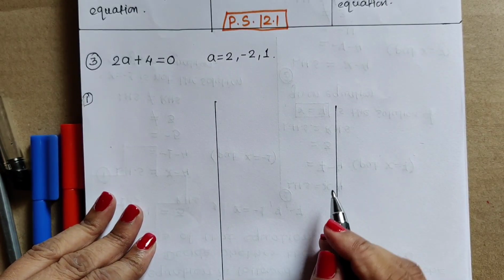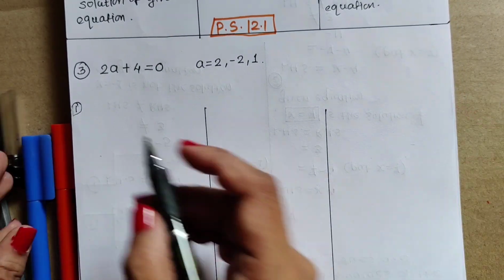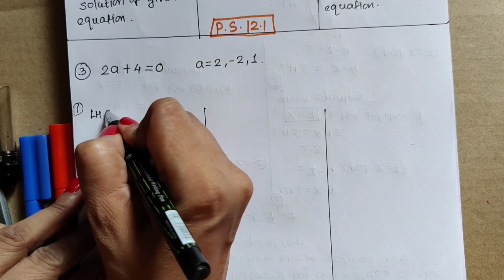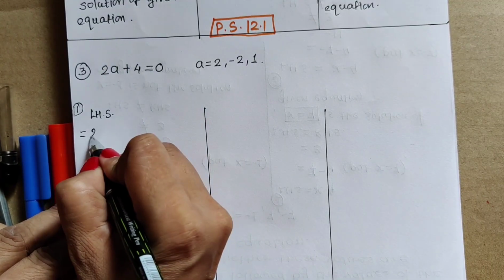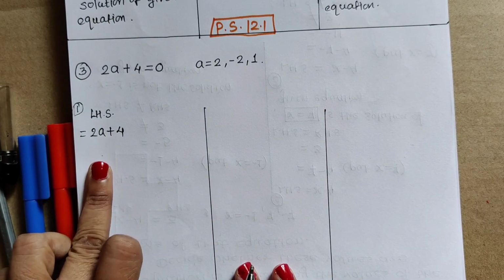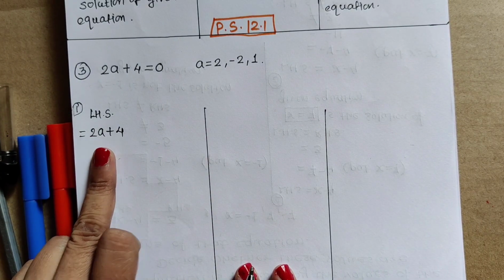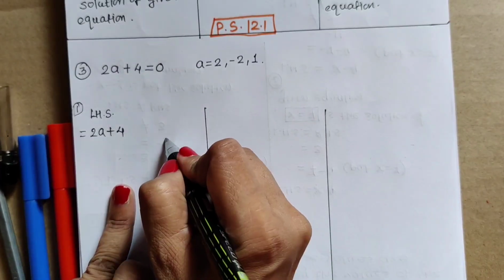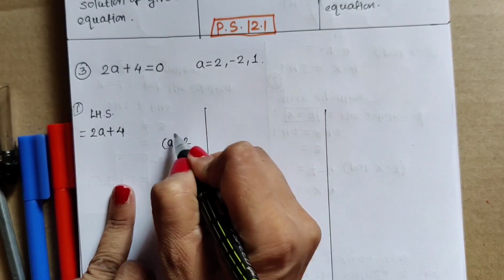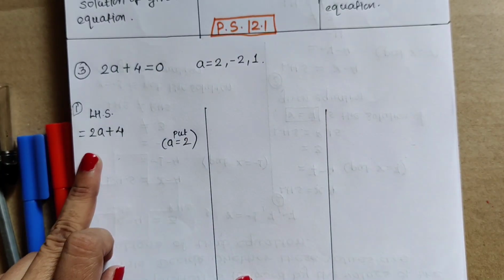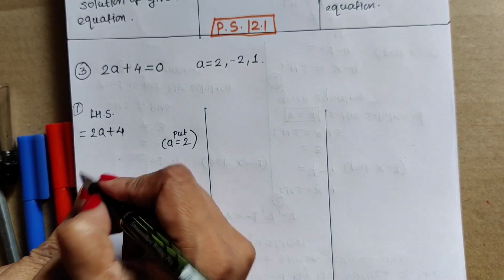First we will write the left hand side of this equation. We will put the value. Left hand side of the equation is equal to 2a plus 4. 2a means 2 multiplied by a. Always keep this in mind. Now we will be substituting the first value of a. Put a is equal to 2. I am writing here put a is equal to 2. So in place of a, we are going to write 2.